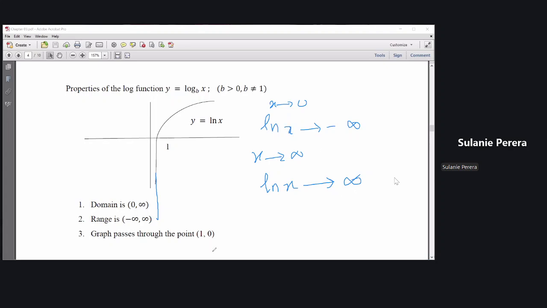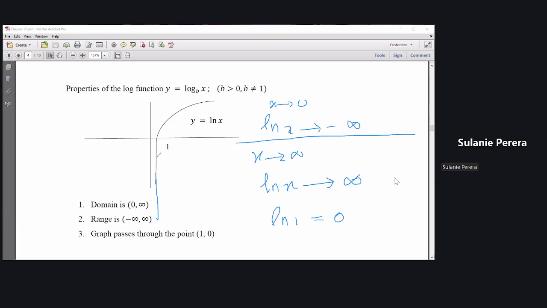And it passes through the point (1, 0). That is, ln 1 is equal to 0. Log of 1 in any base is 0. We did that in the properties as well. So you should be familiar with these.